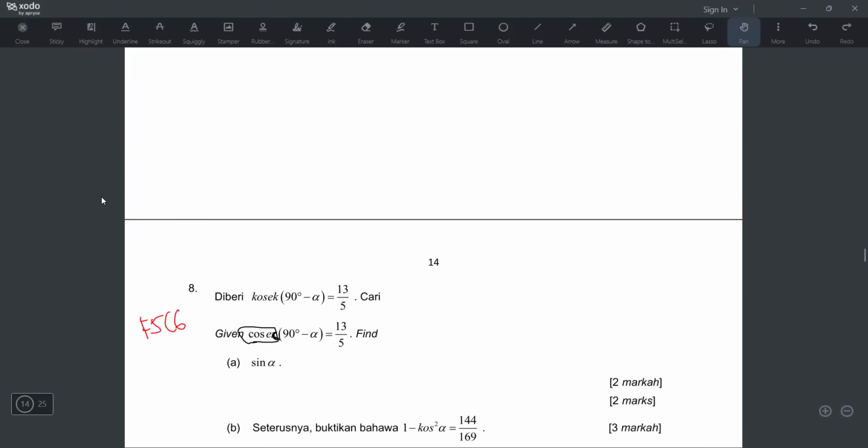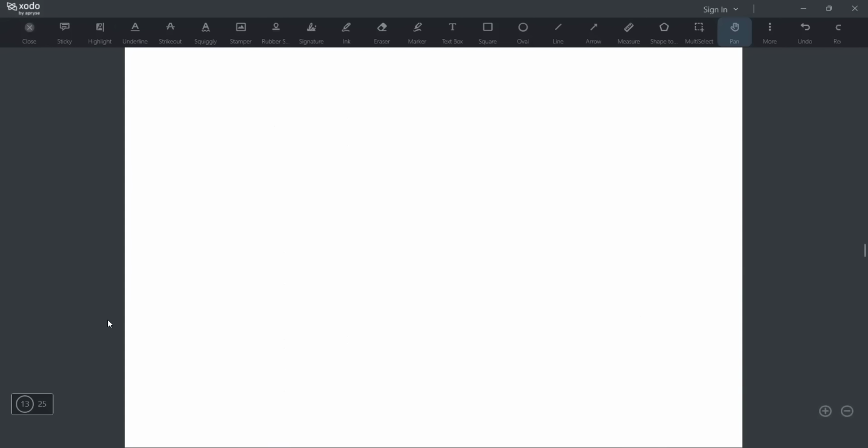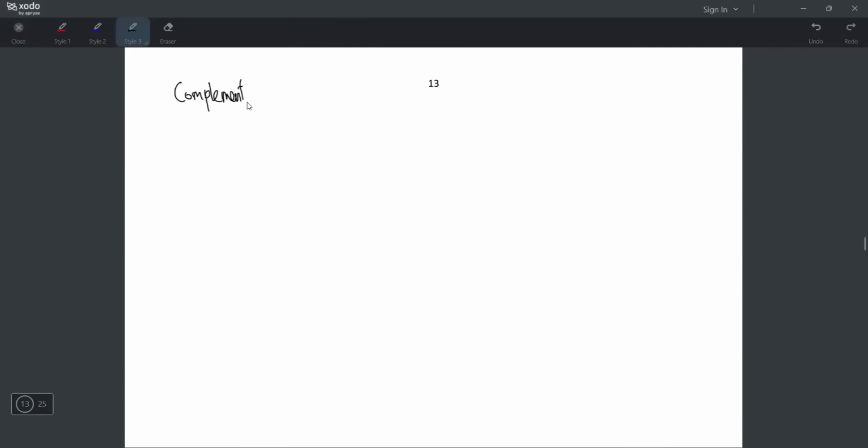Because later they are asking to find the angle alpha, but the information they give is 90 minus alpha. So we will use the complementary angle formula to convert it. I'll just write the notes here. If you are my student, you must know about this because you have copied it before. Yeah, this is the note, the complementary angle.